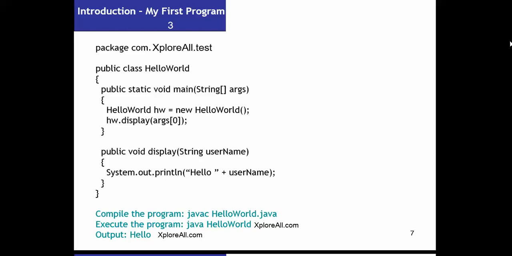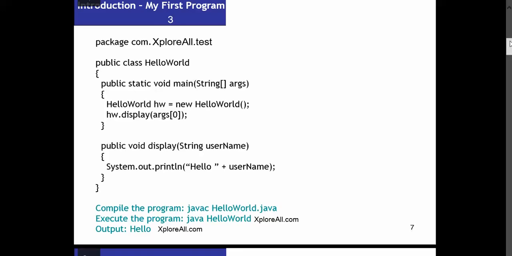With the instance object, I am going to display that username. So hw.display, and I am going to pass this explore_all.com to the display method. The display method is going to take this username, that is explore.com, and my System.out.println prints hello username. Finally you will get the output hello explore.com. This is the third method by which we will be passing the values through command line arguments. And I have another version.